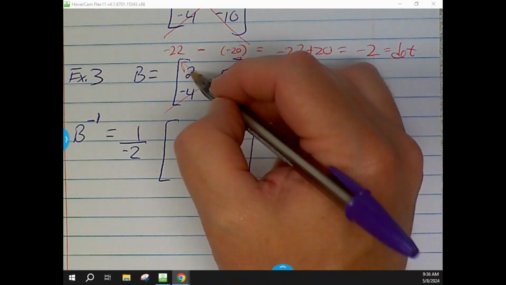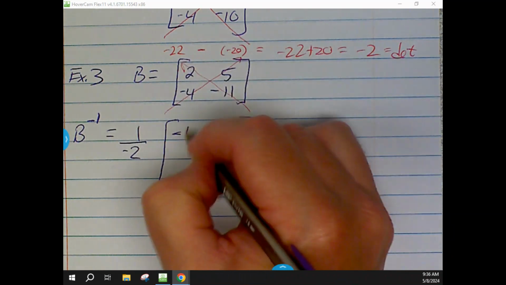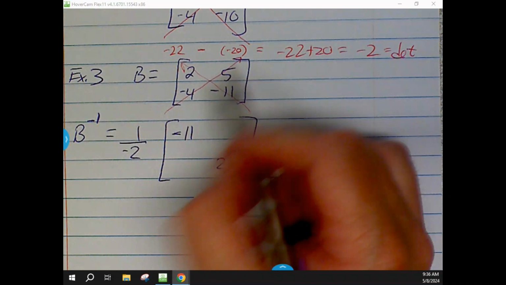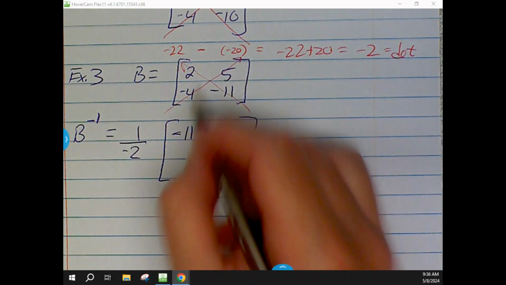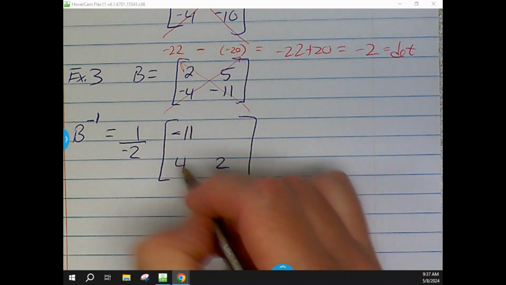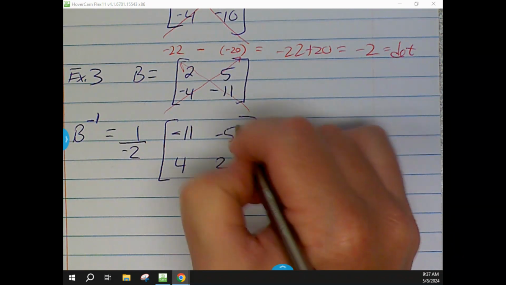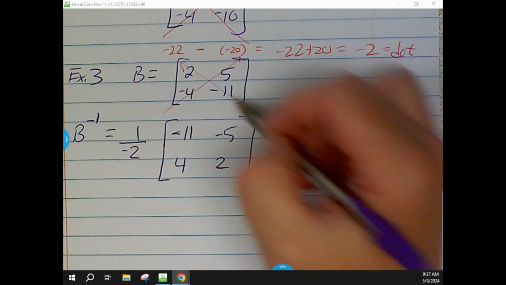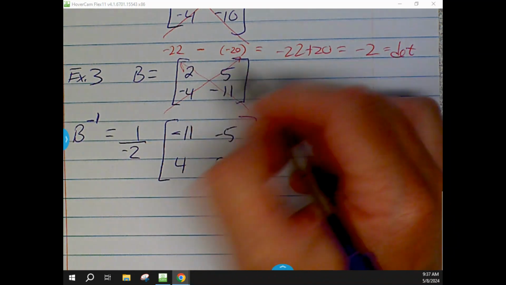Again, we're going to change these two numbers, so we're going to swap them. 11 goes there, 2 goes there. And then for these two numbers, they stay where they are. We're going to change the signs. This is going to be a positive 4. That would be a negative 5. So switch these two numbers, change these two signs.